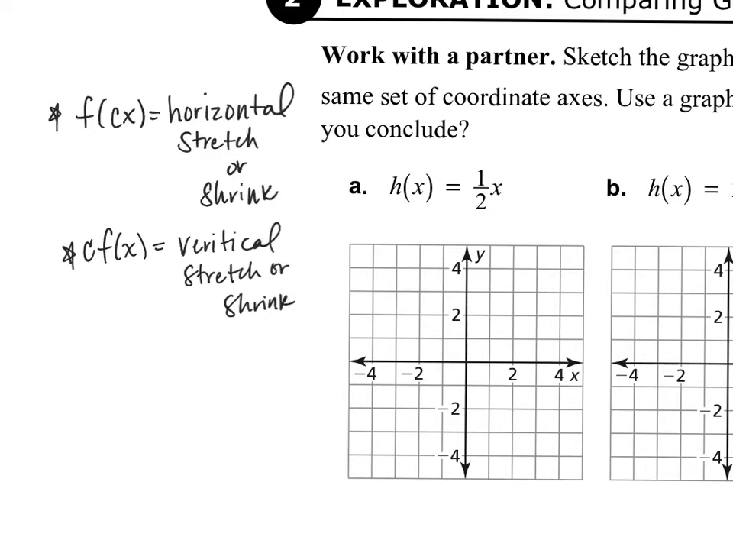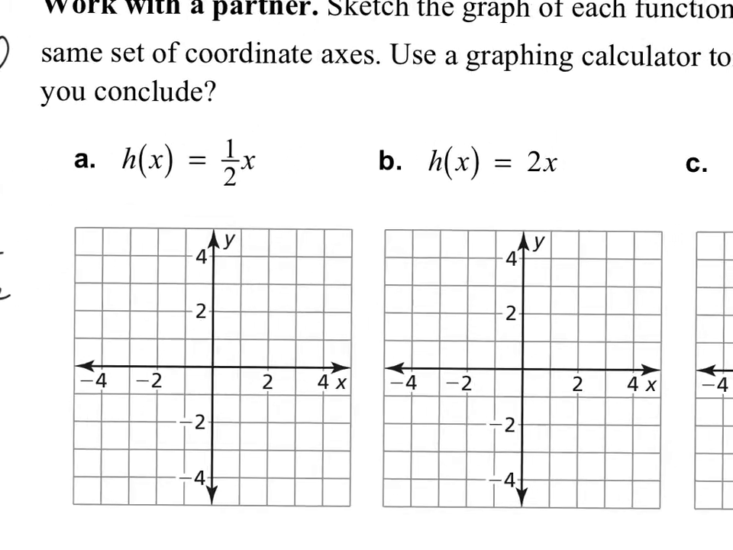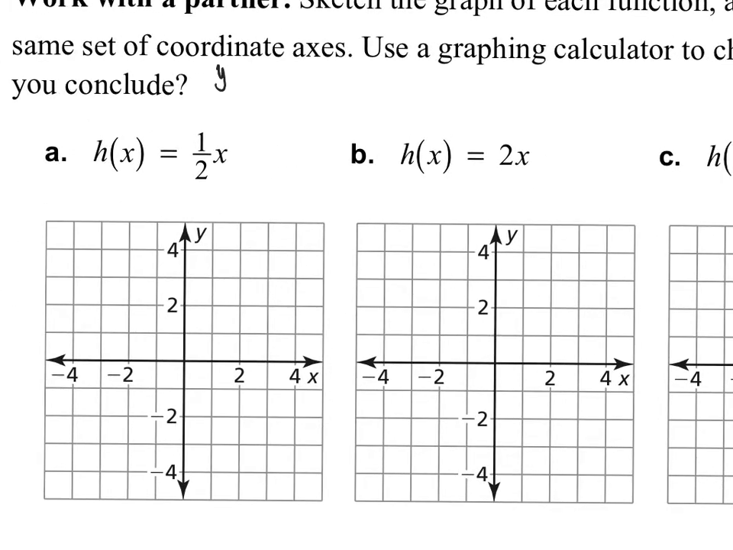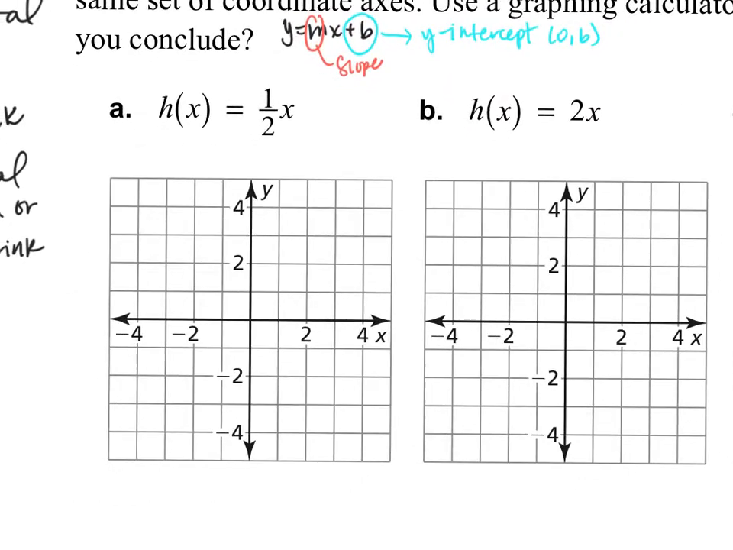So let's talk about y equals mx plus b, and how b is your y-intercept at (0, b), and your slope is m. First we're going to graph our parent function, which is y equals x. So let's graph that.